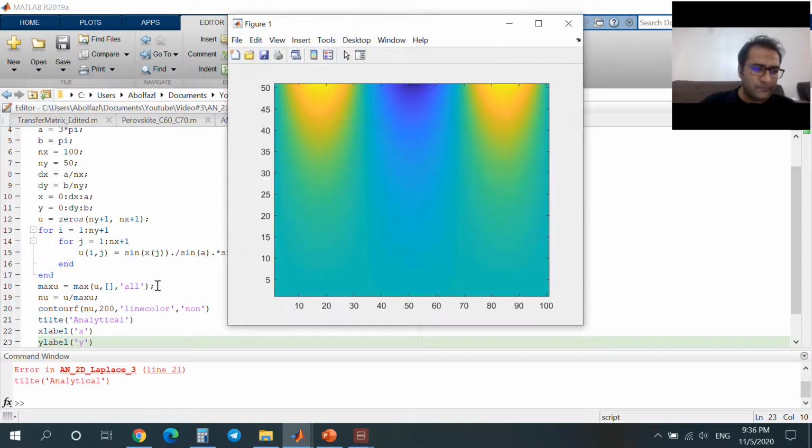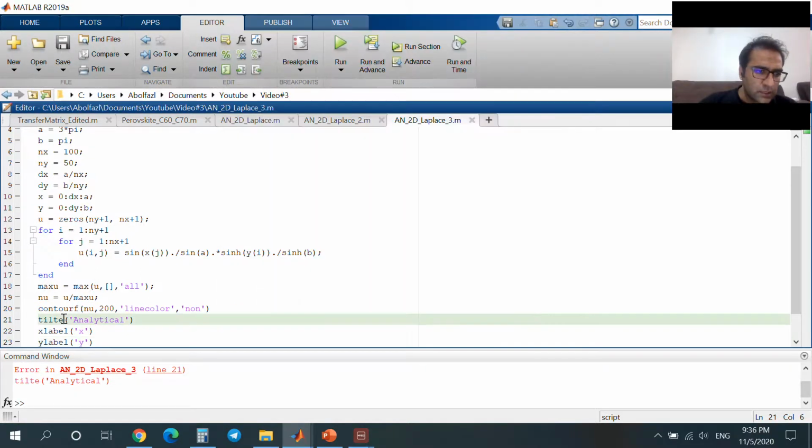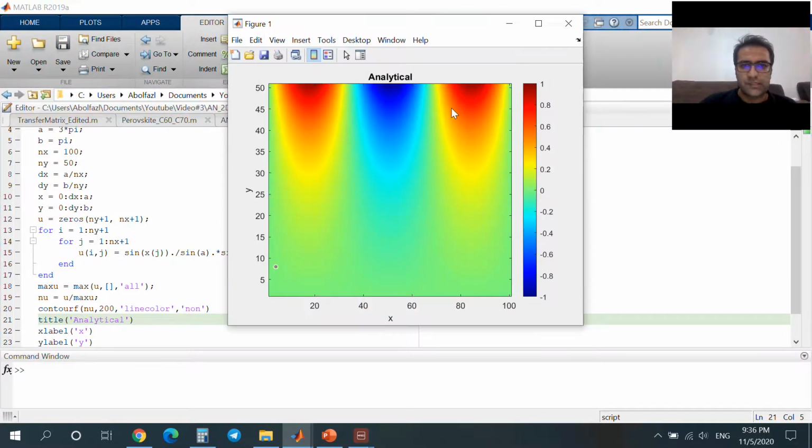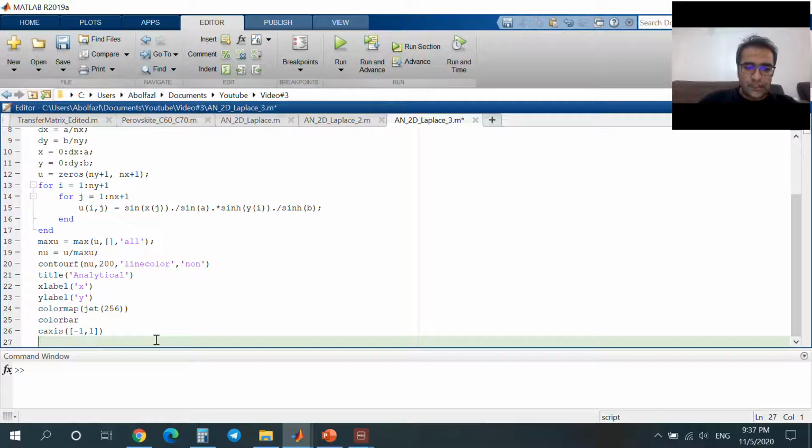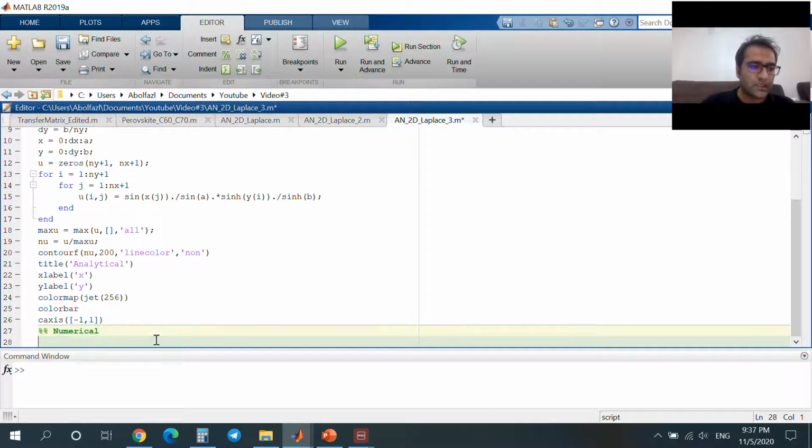And again, title. Yes, we have analytical. Now we have plotted the analytical solution for the two-dimensional Laplace equation. So let's go to the numerical. We want to calculate it numerically and plot it.